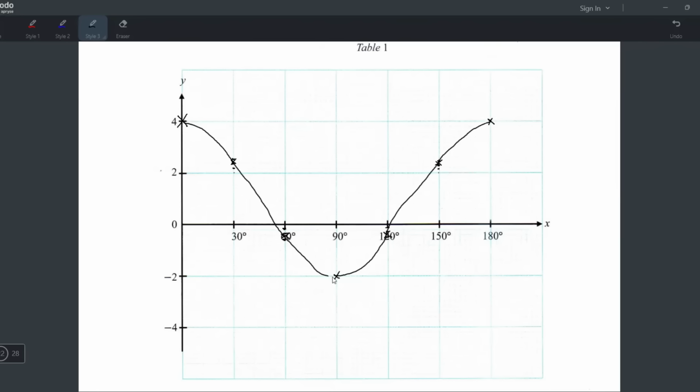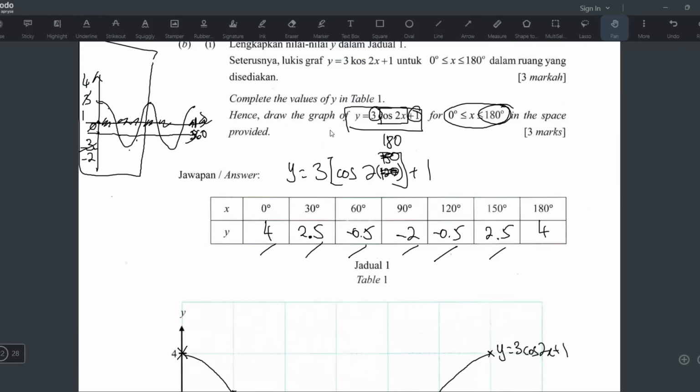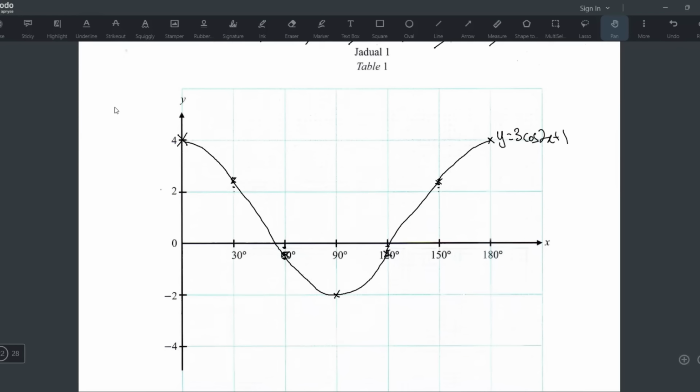Make sure it looks smooth and the shape needs to be similar to the cosine graph shape. Okay. I think this is good enough. After you are done, you write your equation y equals 3 cos 2x plus 1. Okay, that's all right. They only asked to draw the graph from 0 to 180. Yeah, that's the answer.